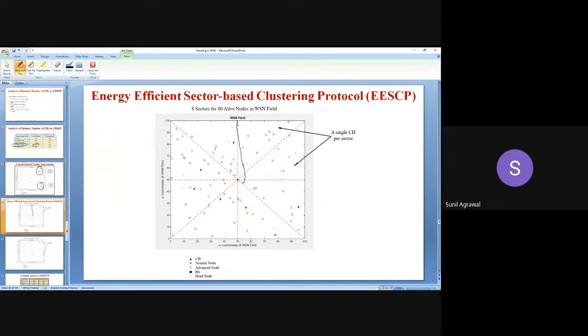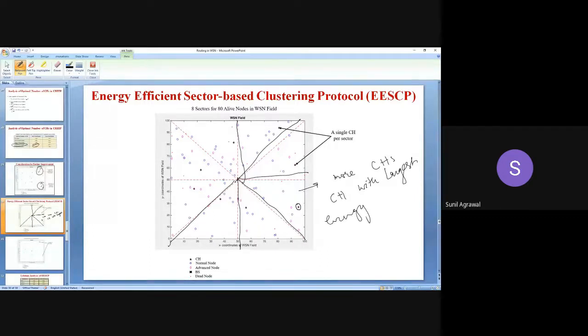So you can see sectors are defined, right? And in each and every sector, only one node is allowed to become cluster head. It may be possible that a particular sector may have more cluster heads, but the CH with the largest energy is allowed to work as CH. The node with the largest energy is allowed to work as CH. So one CH is selected from one sector.